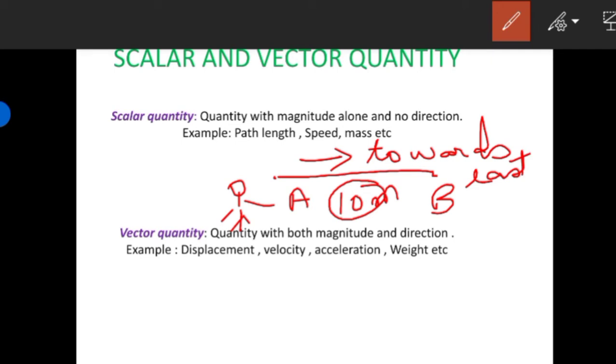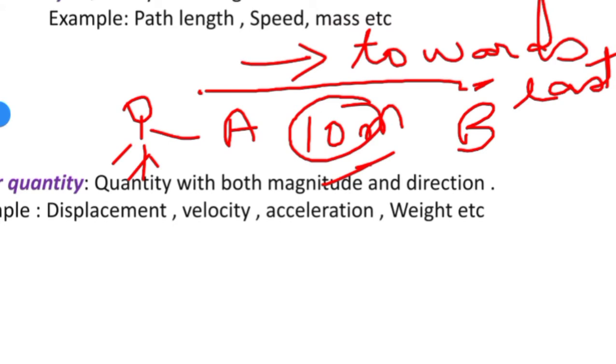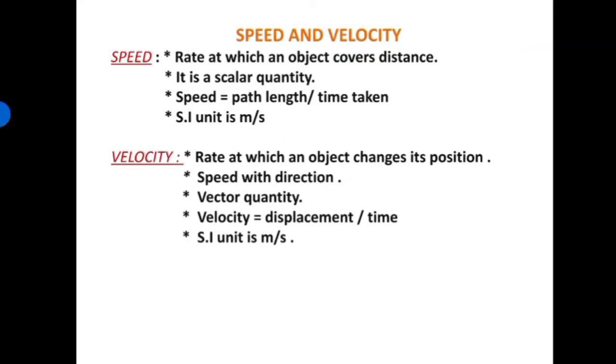So, whenever it is displacement, I always need to mention both magnitude and direction. So, what do you mean by vector quantity? Quantity with both magnitude and direction. So, examples are displacement, velocity, acceleration, weight, etc. are vector quantities. Okay, we'll move to the next topic, that is speed and velocity.